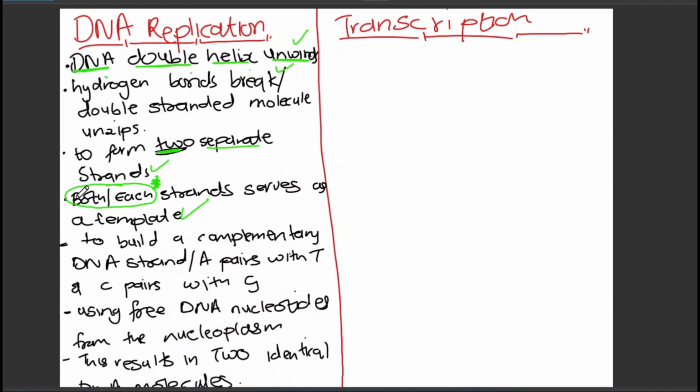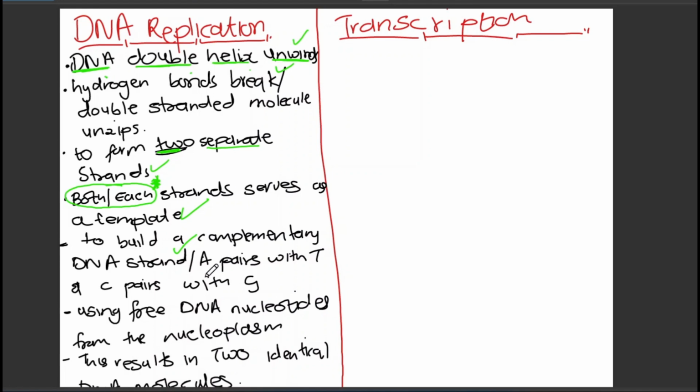Okay. And these strands are going to serve as a template to build a complementary DNA strand. Now, you can get a mark for saying to build a complementary DNA strand, or, hence there's a slash here, you talk about the bases that are going to pair with the template strands. So in the nucleoplasm, we do talk about the nucleoplasm here, but it's fine. I'll just talk about A pairing with T and C pairing with G. It doesn't matter which one you start with. You can say G pairs with C, T pairs with A. It doesn't matter. You'll just get a mark for that. So how many marks do you have so far? 1, 2, 3, 4, 5. Okay.